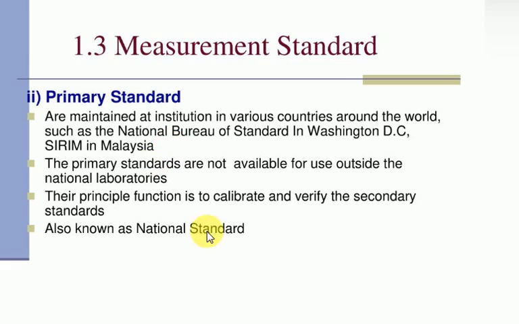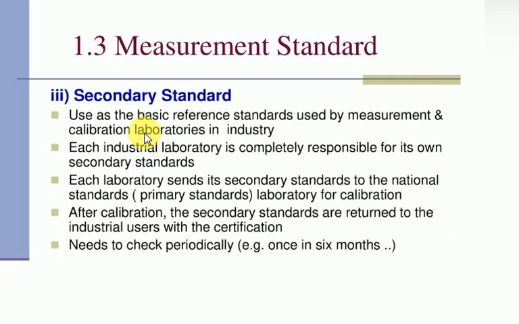Next is secondary standards. Secondary standards are the basic reference standards used by measurement and calibration laboratories at the industry level. Each industry laboratory is completely responsible for its own secondary standards. Each laboratory sends its secondary standards to the national standards, meaning the primary standards laboratory, for calibration, and after calibration the secondary standards are returned to the industrial users with a certification. They need to be checked periodically.